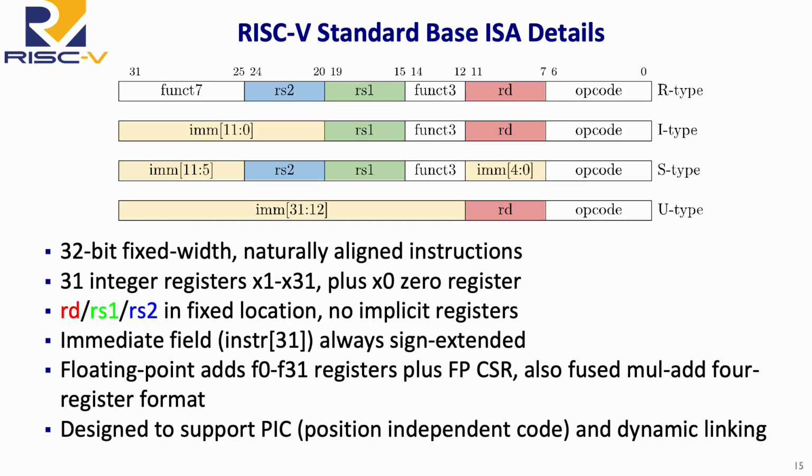The immediate fields, these are the things marked IMM, are sign extended, and you have to do a certain amount of decoding on those. There's also, if you've got floating point, a separate set of floating point registers, and there's also what they call CSR registers that are specific to floating point, more later. And the instruction set is also designed to support position independent code and dynamic linking, which are just basically typical ways we want to compile code and link code today. More details later.